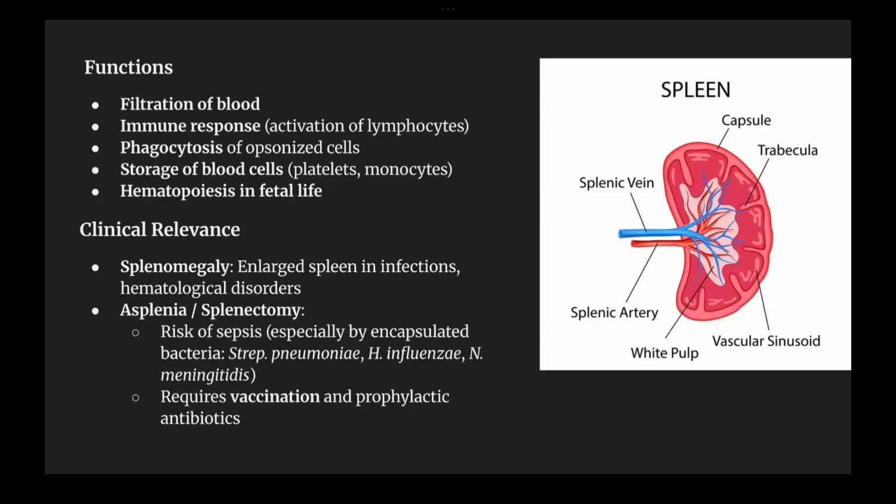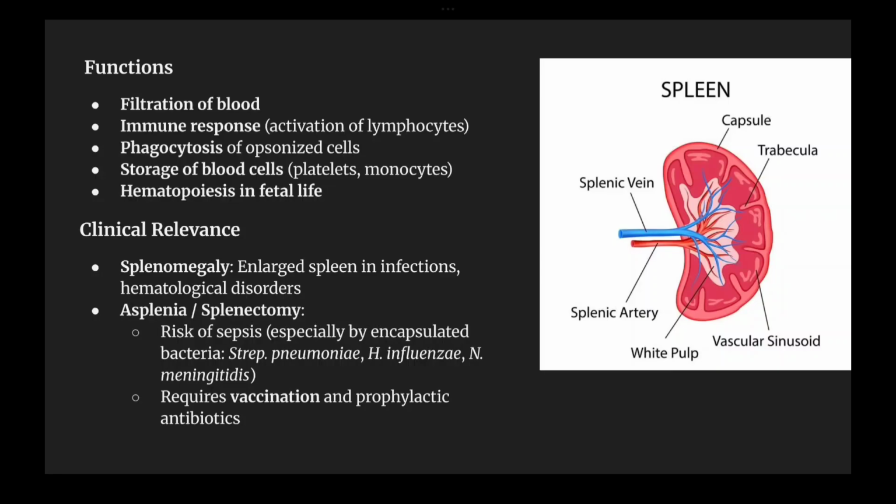It helps in the filtration of the blood, and it functions in the immune response. It helps in phagocytosis of opsonized cells. Opsonized cells are dead or killed cells. It also stores blood cells like platelets and monocytes, as well as T lymphocytes and B lymphocytes. Then there is hematopoiesis in fetal life. Hematopoiesis is the production of RBCs in the fetus. Okay, so that covers the functions of the spleen.